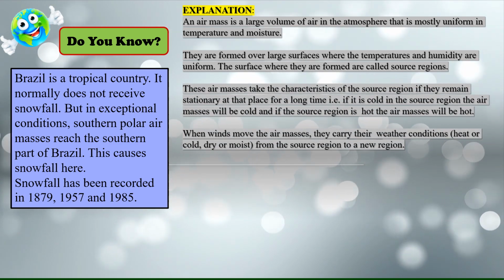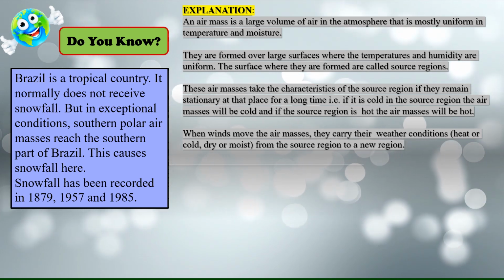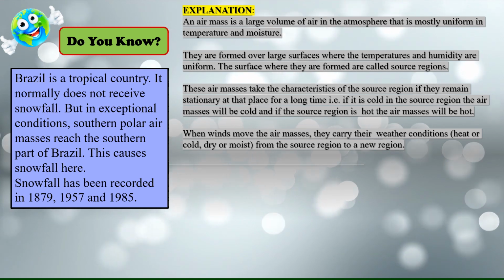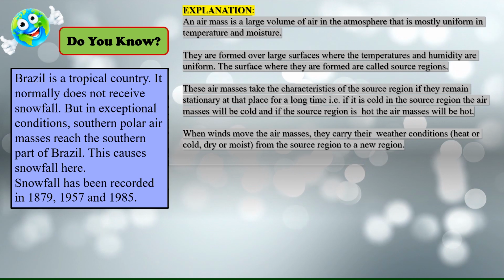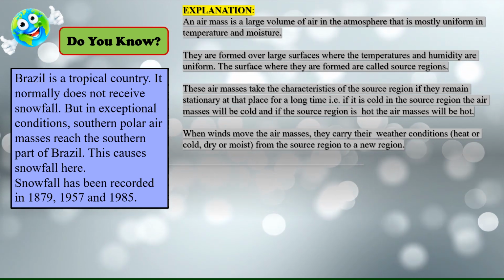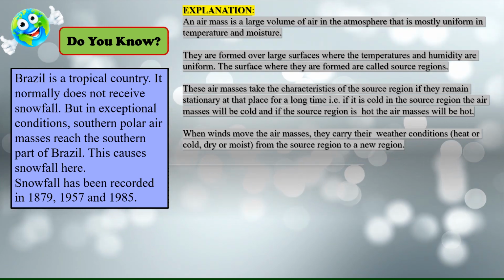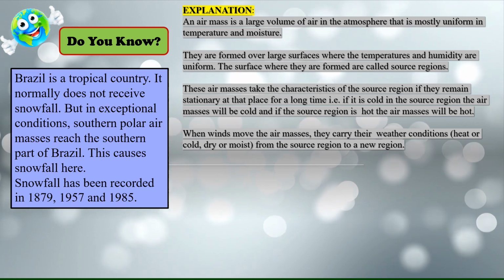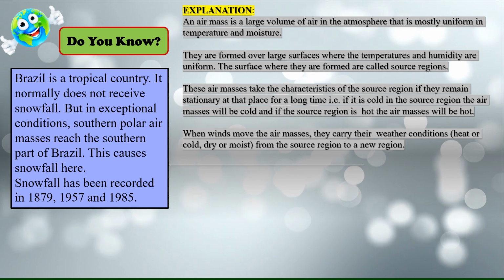These air masses take the characteristics of the source region if they remain stationary at that place for a long time. So if the wind does not move them, they remain at the same place and take on the features of that particular region. That is, if it is cold in the source region, the air masses will be cold, and if the source region is hot, the air masses will be hot.